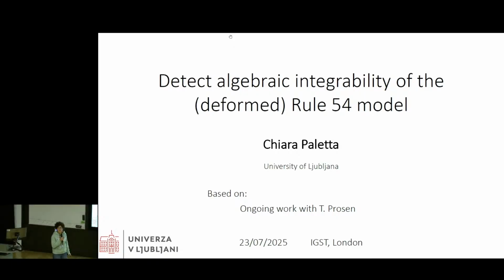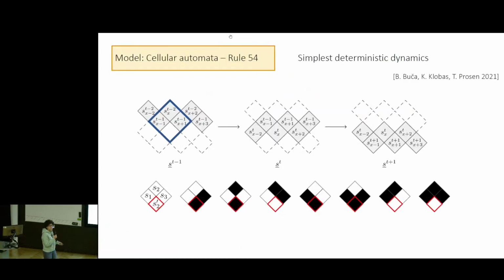Since maybe those models are not familiar for the majority of you, let me start by introducing what these rules are. So imagine that you want to describe the dynamical evolution of some system, and you want to find the simplest possible deterministic dynamic that you can think of. So let's look at this picture. In this picture, the time is going downwards, and this system is discrete in both space and time.